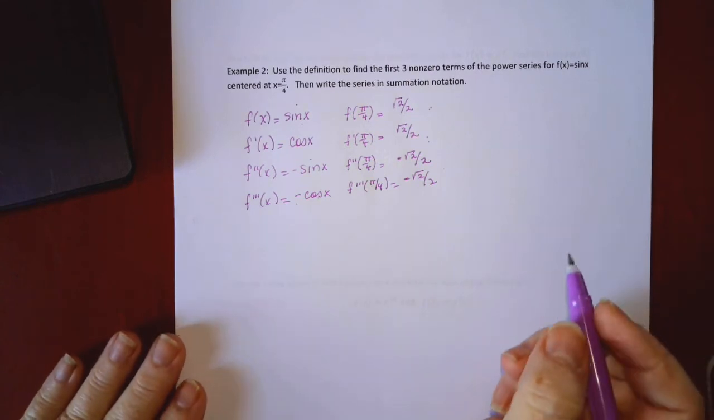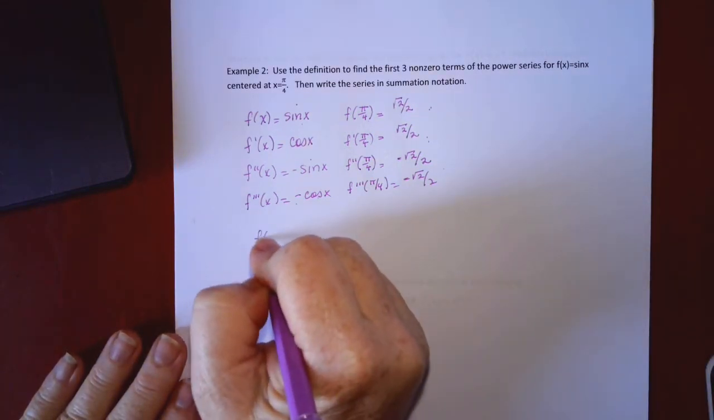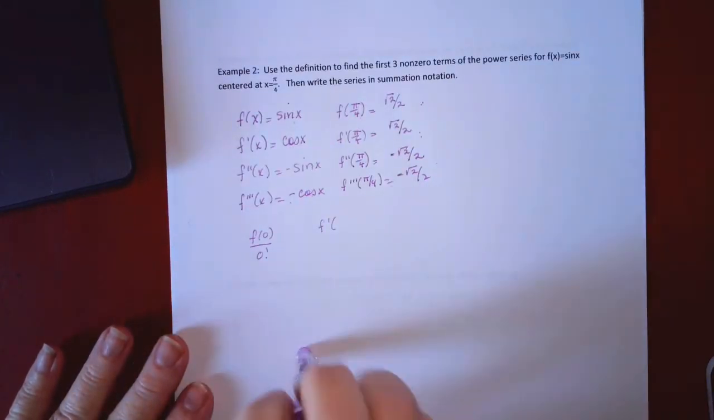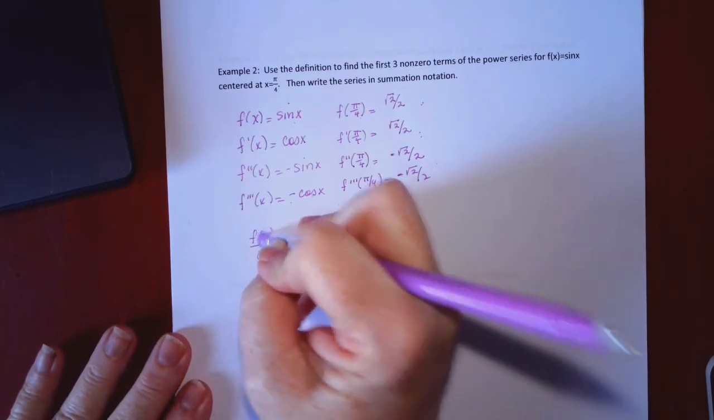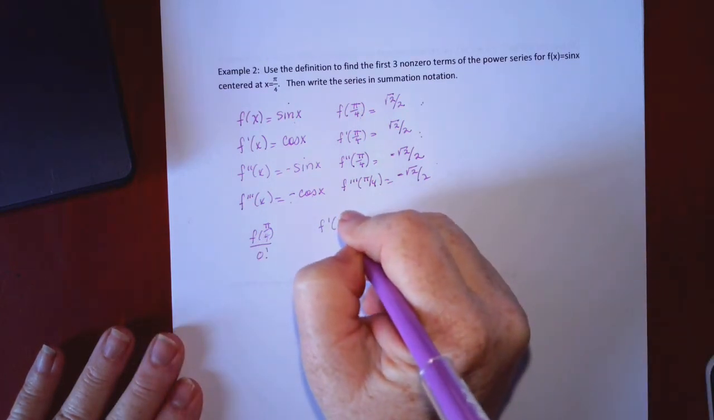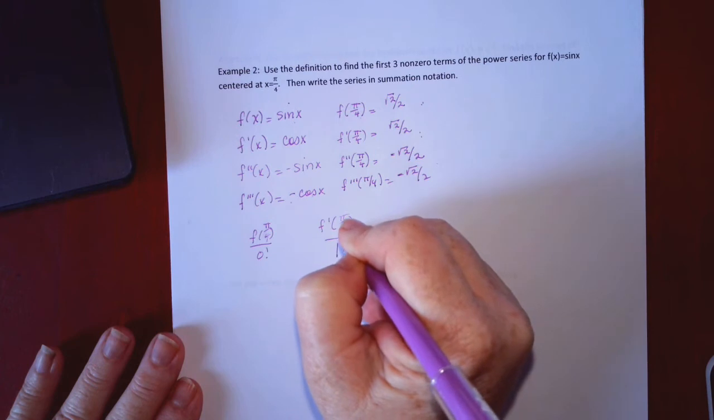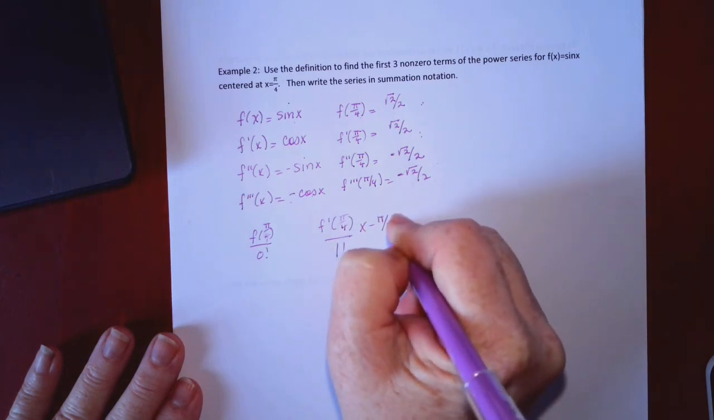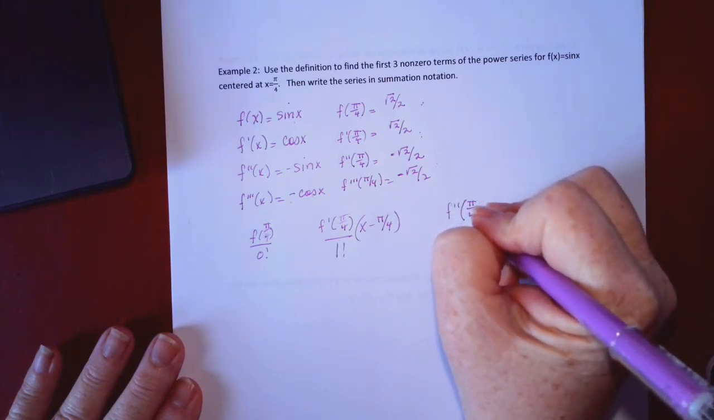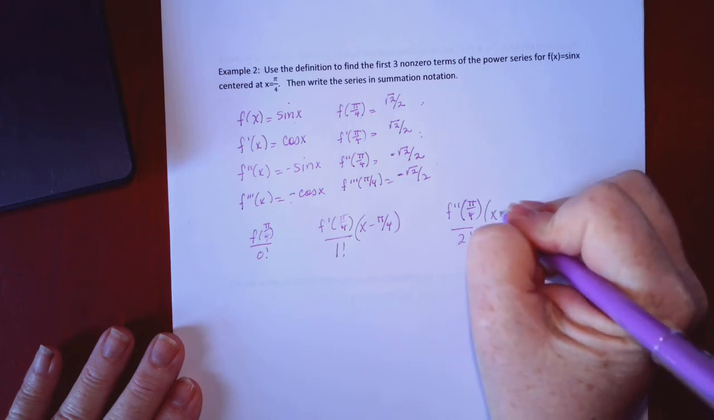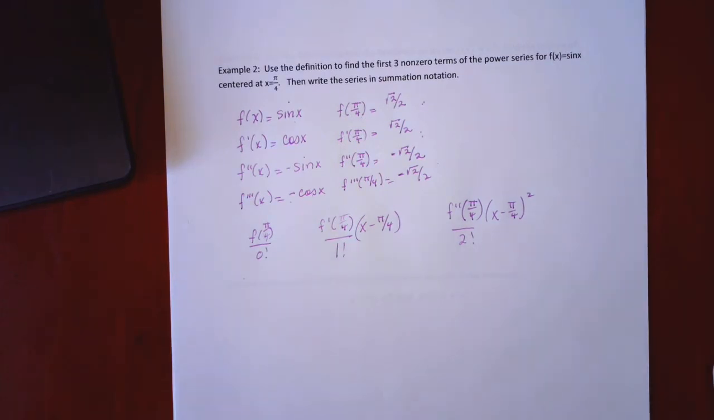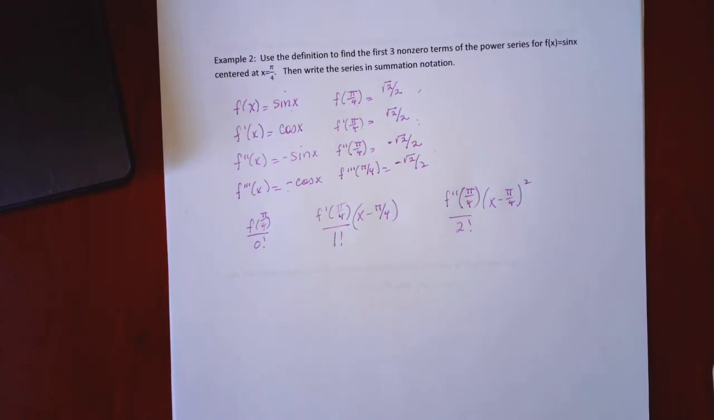The first three non-zero terms, we would have f of pi over 4 over 0 factorial, f prime of pi over 4 over 1 factorial times x minus pi over 4, f double prime of pi over 4 over 2 factorial times x minus pi over 4 squared. And those would be the first three non-zero terms of the power series.